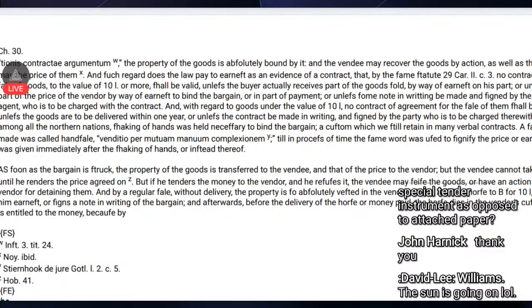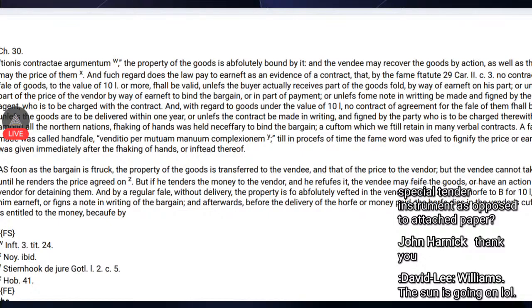no contract for the sale of goods to the value of 10, that sum of money or more shall be valid unless the buyer actually receives part of the goods sold by way of earnest on his part, or unless he gives part of the price to the vendor by way of earnest to bind the bargain, or in the part of the payment, or unless some note in writing be made and signed by the party or his agent who is to be charged with the contract.